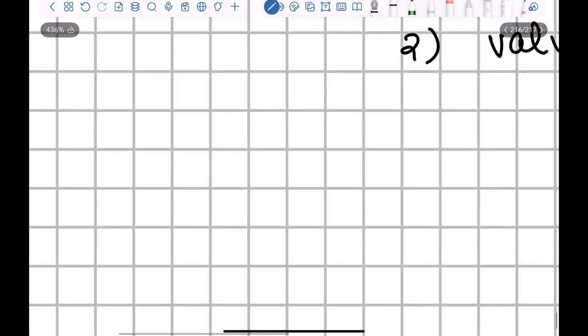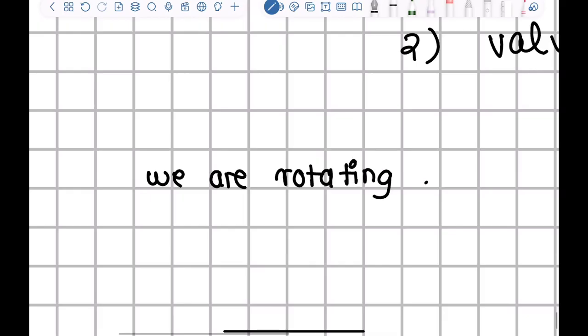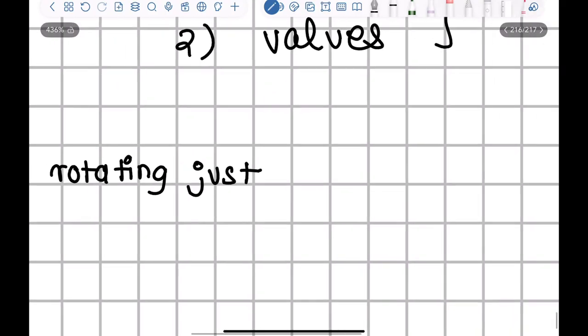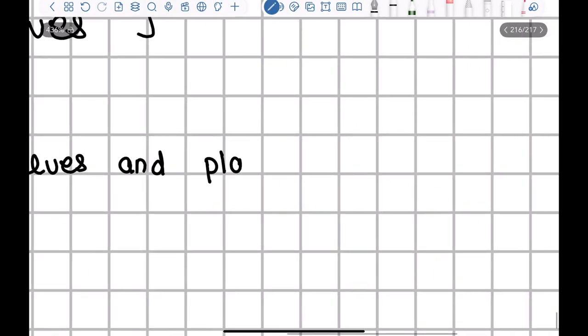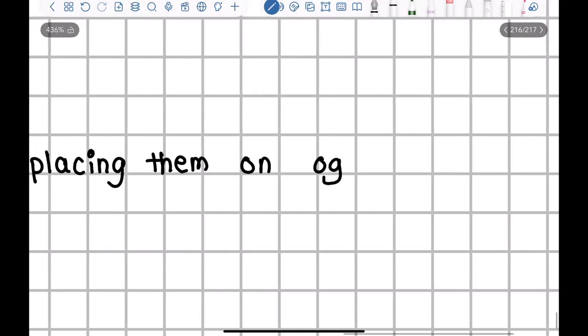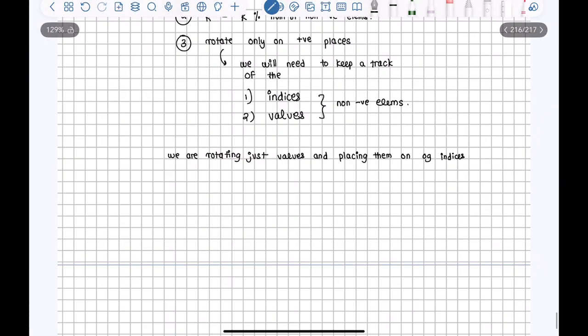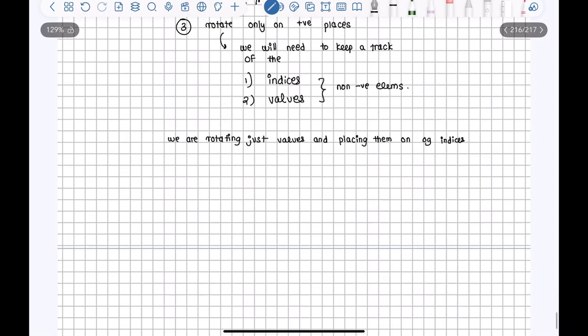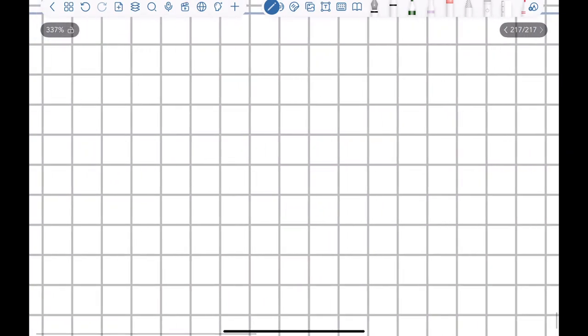Let me just write it down. We are rotating just values and placing them on original indices. Okay, fair, very fair. So what is my game plan now?